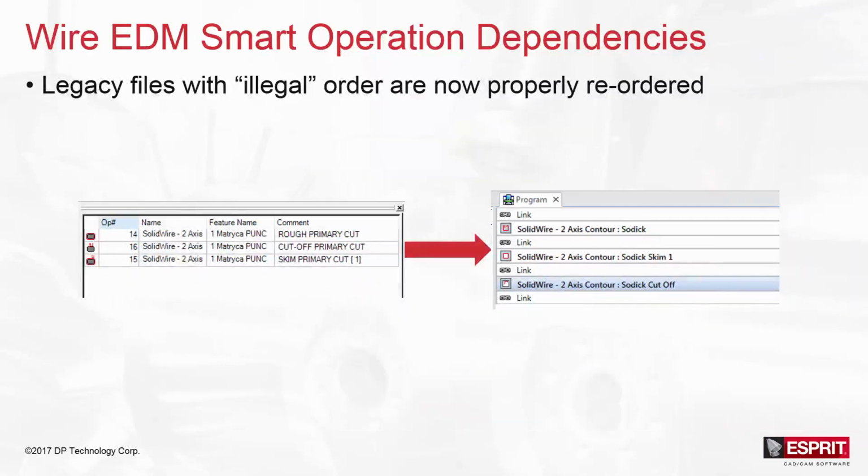Legacy files with the legal order are now properly reordered. When you open a legacy file in TNG, the automatic reordering will take place, and it will insert the dependencies as necessary. You will need to rebuild the operations manually in order for the toolpath to be correct, since when operations are ordered, it can affect the shape of the toolpath. In the next milestone release, the rebuilding will be automatic. Let's go ahead and see some examples.